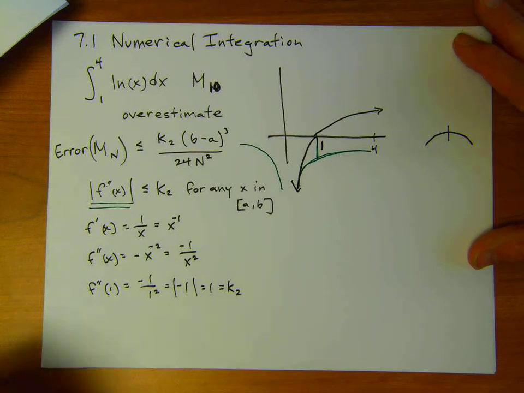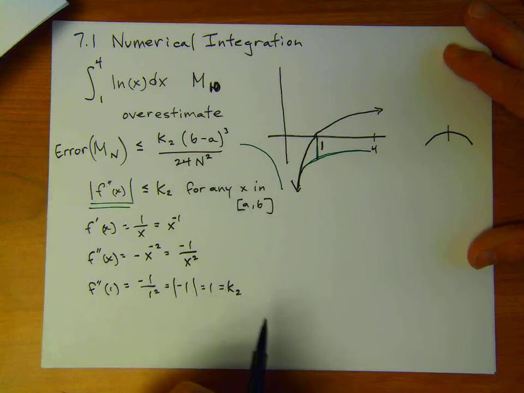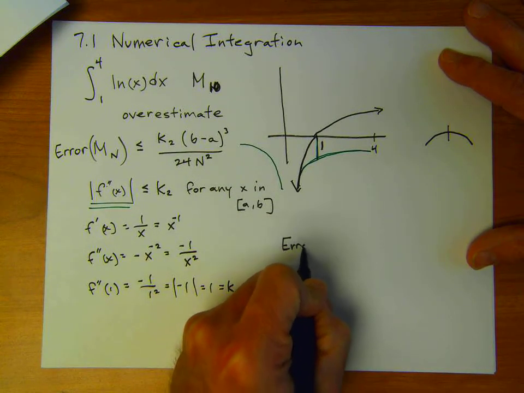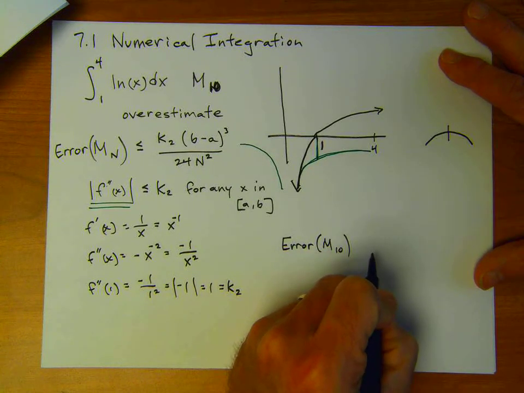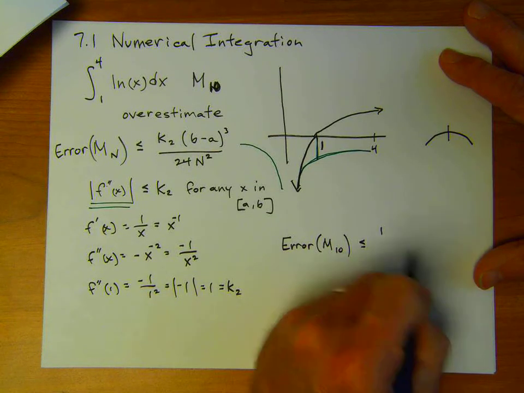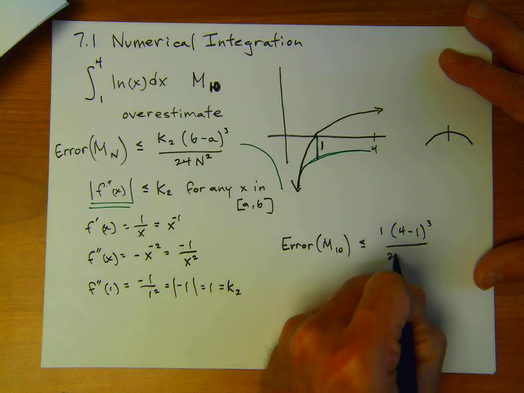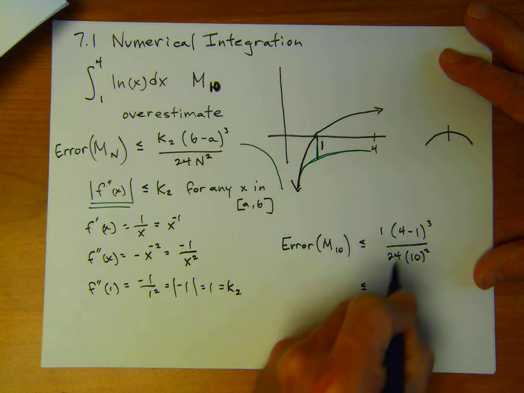So we've got that. B is 4, A is 1, and N is 10. So the max error for M10 for this particular function on this particular interval, we're going to use 1 for K2, and then we've got 4 minus 1 cubed over 24, and we're using 10 rectangles squared. That's less than, so what's that?